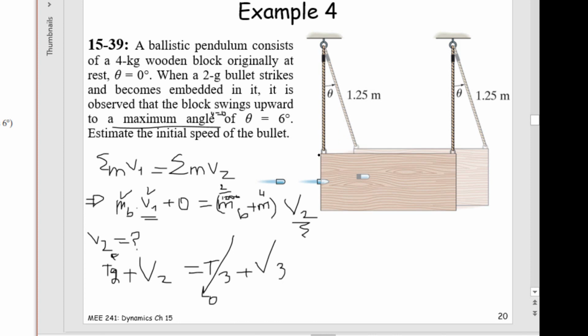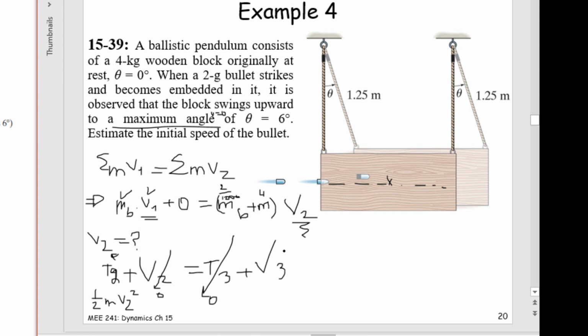I'm going to specify my datum at the center of gravity of this block when theta is equal to 0, so that the potential energy of this block here is equal to 0. So V2 will be equal to 0, and then I have only T2, which is half m V2 squared.